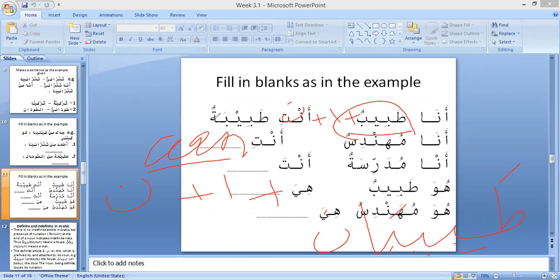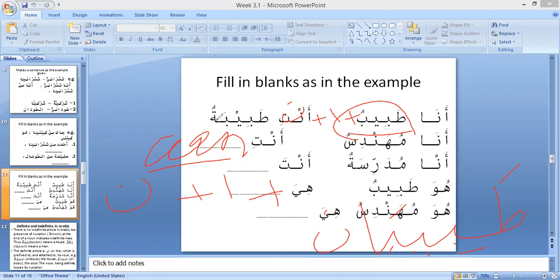You are very correct. This ta represents female. If you drop it, then that element of feminine is gone. And here we want to retain this one. There's no way you can drop this ta and say these are two female doctors. If you say Tabiban, those are two male doctors. Two female would be Tabibatan. We don't drop this ta because it gives the word the nature of feminine. Tabibatan, two female doctors. Are we together?